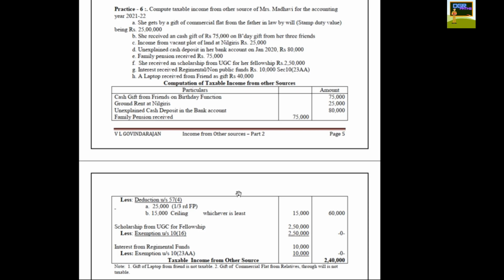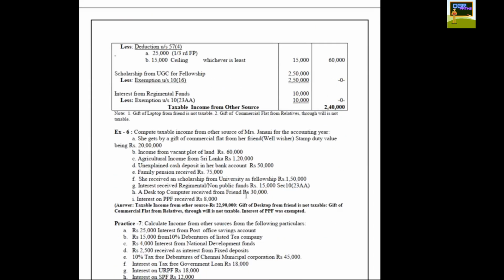A laptop received from a friend as a gift, 40,000. So, gift of laptop from a friend is not taxable. Gift of commercial flat from the relative through will is also not taxable. So, the taxable income from other sources of Mrs. Madhavi will be 2,40,000. In the same pattern, the listeners can practice exercise 6 and check the answer.